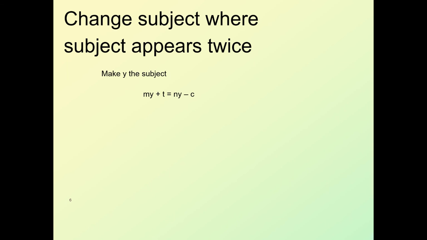My plus T is equal to Ny minus C. I need to make Y the subject. So first and foremost, I need to bring the Y terms next to each other. They need to be on the same side. I have My on the left-hand side and Ny on the right-hand side. So I need to make a decision. Always try to bring the Y terms to the left-hand side. Just a little hint, it's just a bit better. So subtracting Ny from both sides gives me My minus Ny plus T is equal to C.